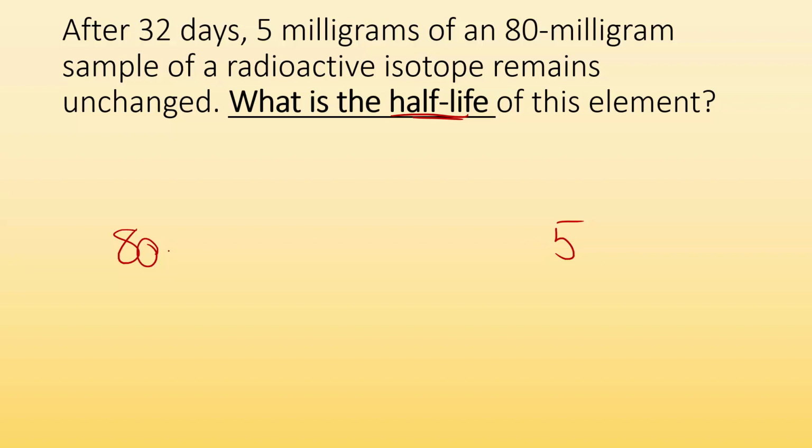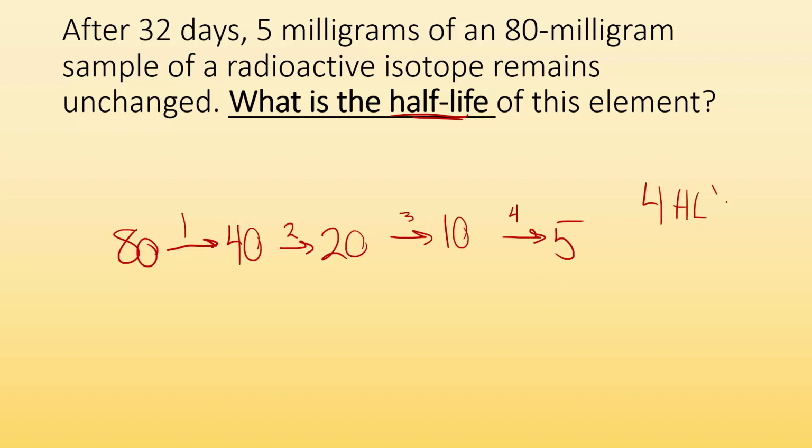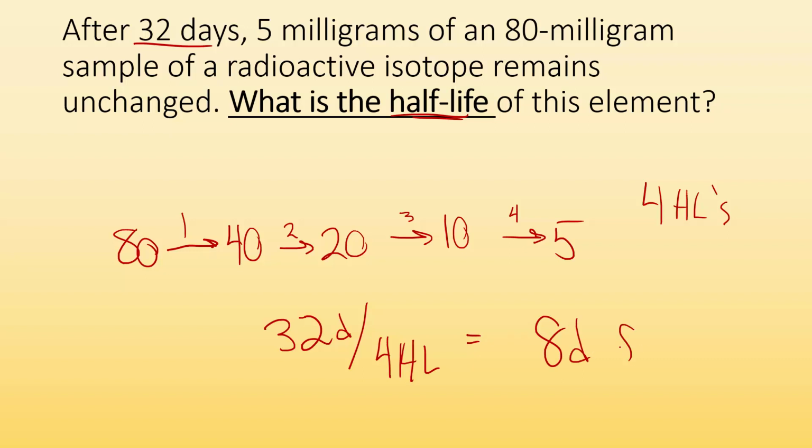If I want to go this way, 80, 1 half-life brings me to 40. Second half-life brings me to 20. Third half-life brings me to 10. And my fourth half-life brings me to 5. So I know that I've had 4 half-lives gone by. They also tell me that it's been 32 days. So if I do 32 days divided by it being 4 half-lives, that's going to give me 8 days for each half-life. And that is going to be my final answer. 8 days.